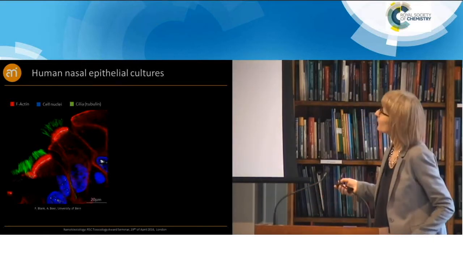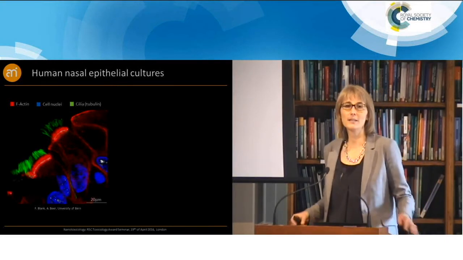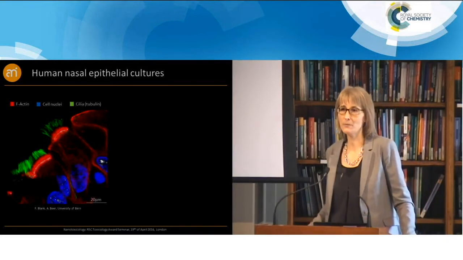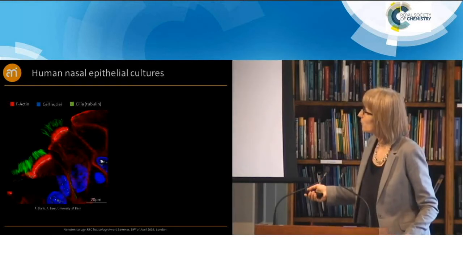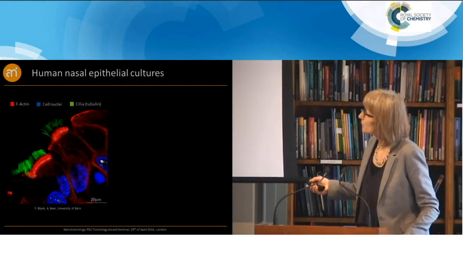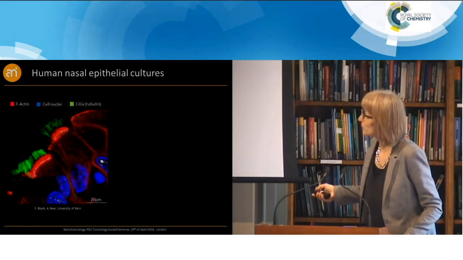But if you brush these cells, place them into a cell culture dish, differentiate them for several weeks, and expose them to air, they differentiate into ciliated cells. You also have goblet cells here producing mucus.